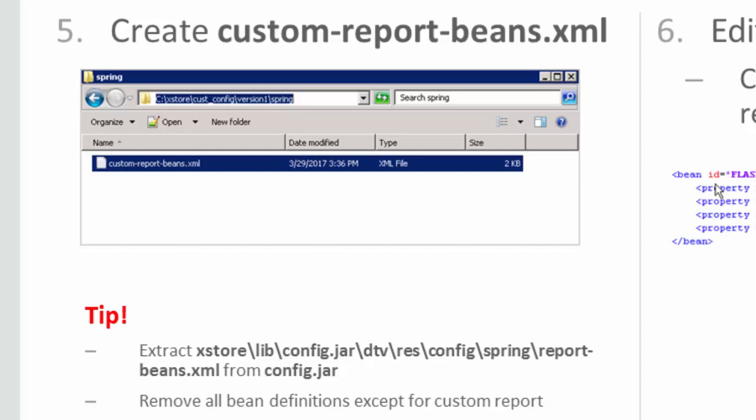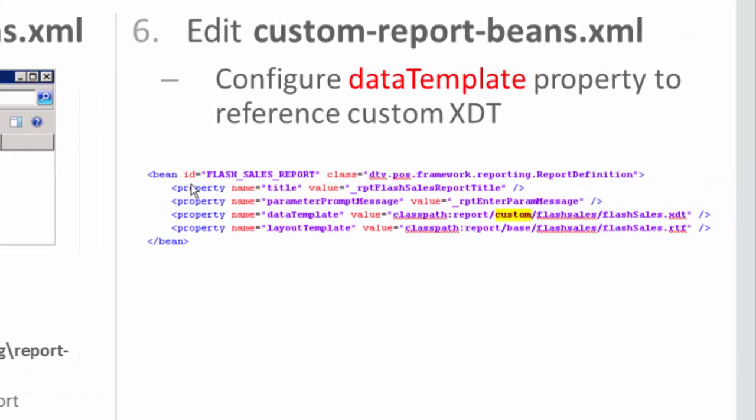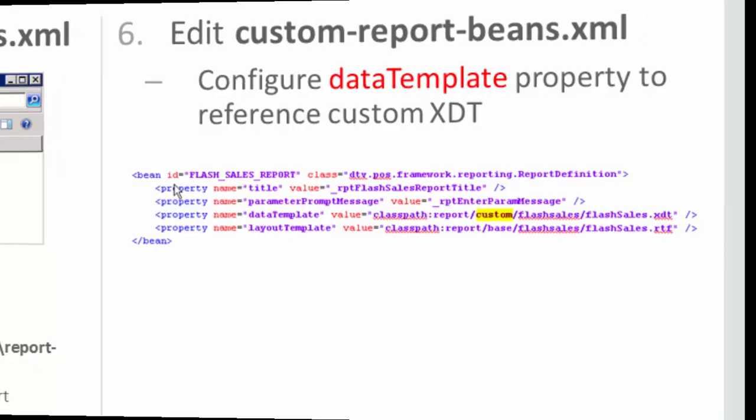An easy way to do this is to override the Spring Bean configuration that is the report's report definition bean. In step 5, a file named Custom Report Beans XML is created containing a single report bean definition, the Flash Sales Report, copied from the base report beans XML file. Step 6 is simply editing the data template property of the report definition bean so it references the XDT in the custom folder instead of the base folder. That's all there is to it to customize a query and make the query result accessible to a report.